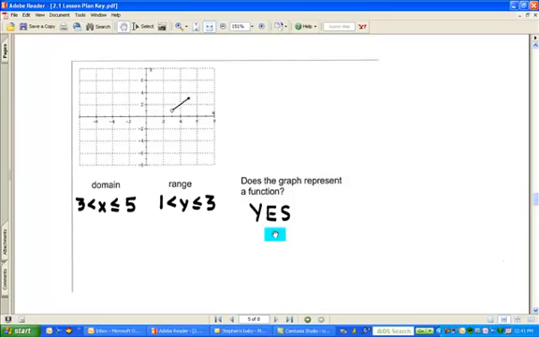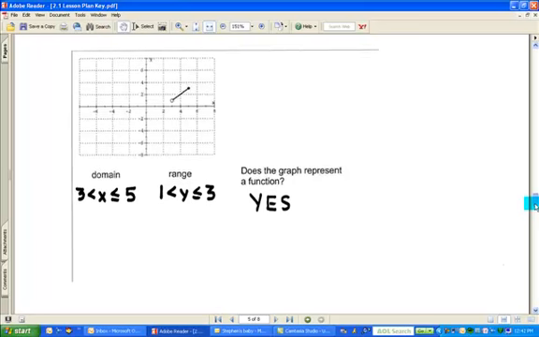Last question on this one, does the graph represent a function? And of course the reason the answer is yes is that we apply the vertical line test. Remember, the vertical line test gives you a yes answer if any vertical line you draw only crosses the graph one time. That means that the x value is being paired with just one y value, which is the correct way for a function to operate. Alright, let's move on.